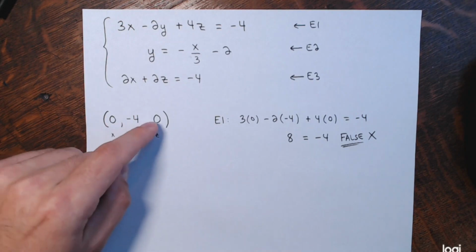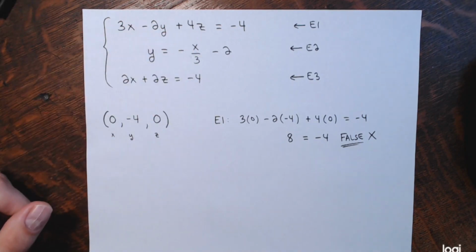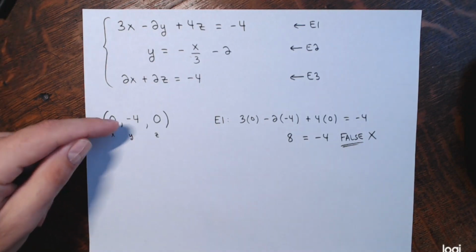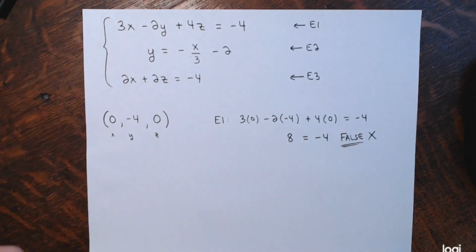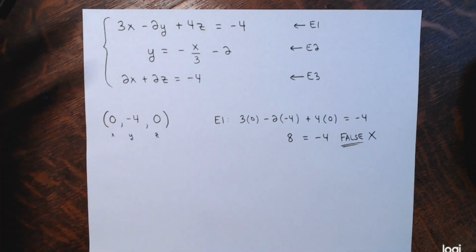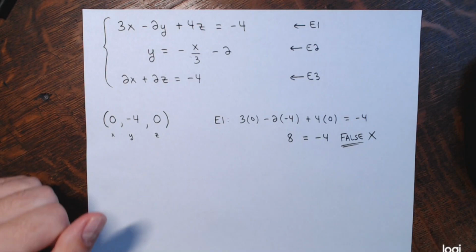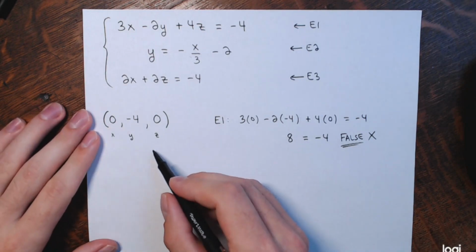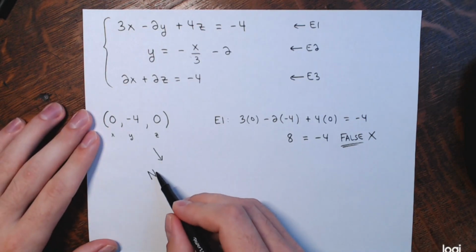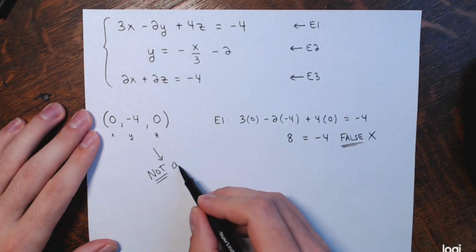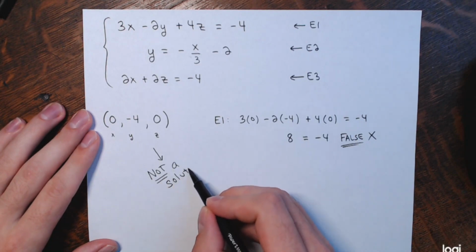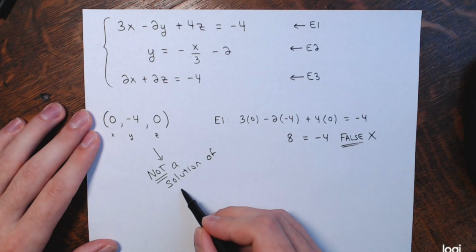As soon as you find an equation that the ordered triple doesn't satisfy, then you know that this ordered triple is not a solution of the system. It might be a solution of one of these equations, but it's not a solution of all three. And you can stop as soon as you find one. So this is not a solution of the system. Or to answer their question, just simply say no.